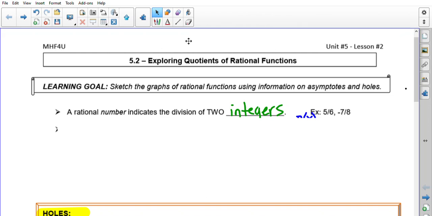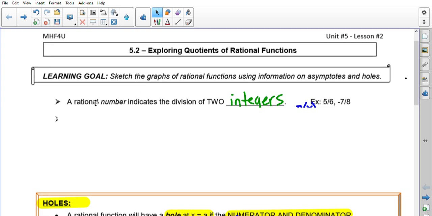All right, hello class. Today we're going to go over 5.2, exploring quotients of rational functions. So today's lesson is more of an investigation and kind of getting you used to the steps that you can go through to figure out key features of rational functions. The next lesson, 5.3, will go into it in much more detail.